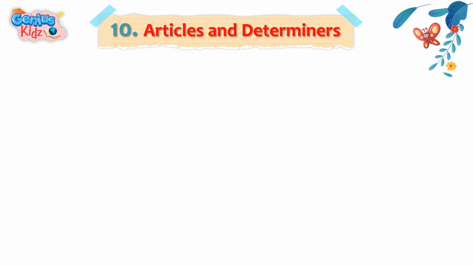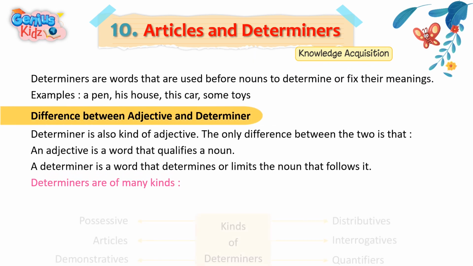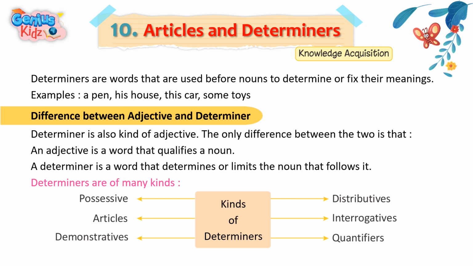Lesson 10. Articles and Determiners. Knowledge acquisition. Determiners are words that are used before nouns to determine or fix their meanings. Examples: a pen, his house, this car, some toys.